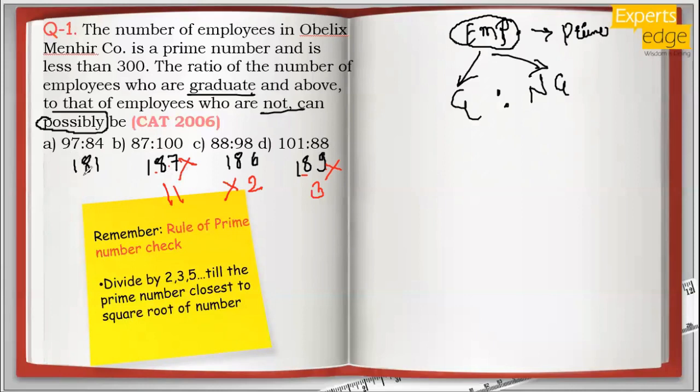Let's check whether it is a prime number or not. Till where do I need to go? The closest square is 196, so I need to go till 14, right? Below 14, 2 is not dividing, 3 is not dividing, 5 is not dividing, 7 also not, 11 also not, and 13 also not. After 13 there is no prime number. So the answer of this question is A.